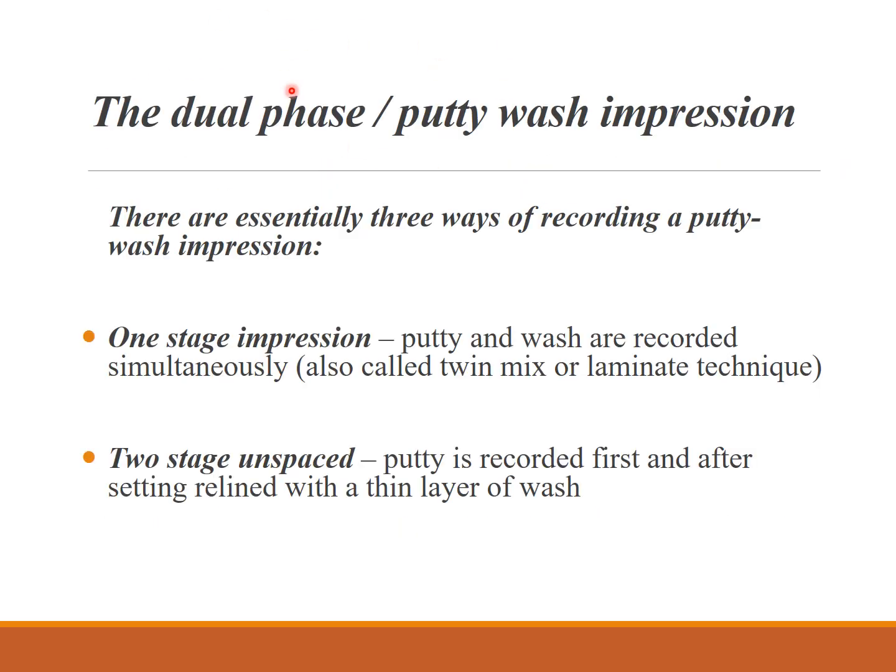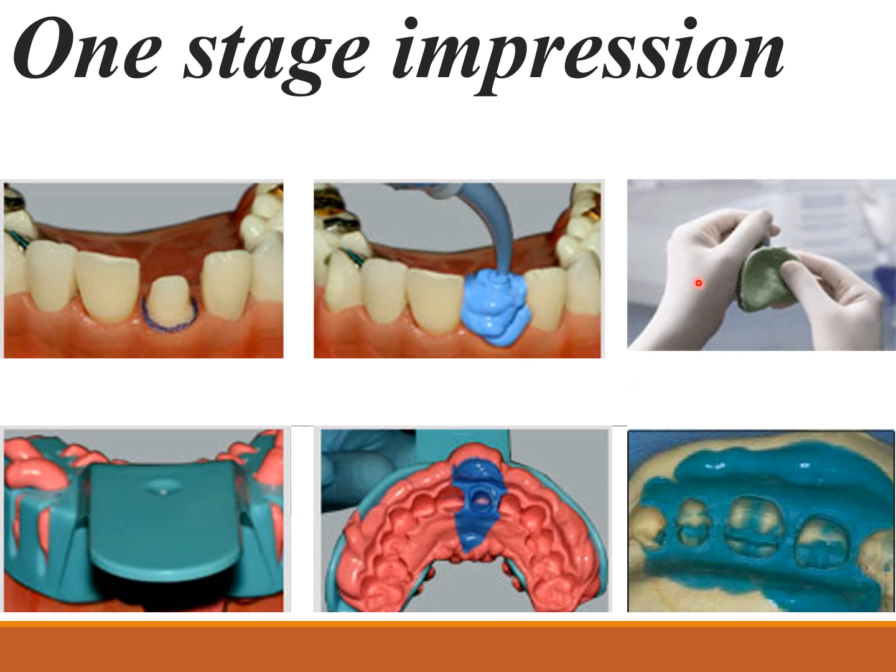Coming to the dual phase putty wash technique, there are essentially three ways of recording a putty wash technique: one stage and two stage. In one stage, the putty and wash are recorded simultaneously, also called the twin mix or laminate technique. The two-stage unspaced technique is where the putty is recorded first, and after setting, relined with a thin layer of wash. So for one stage, you can just put a little light body, put the heavy body here, and take an impression, and there you can see the impression.